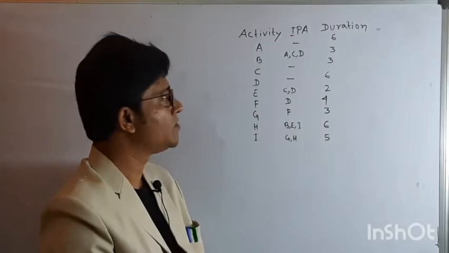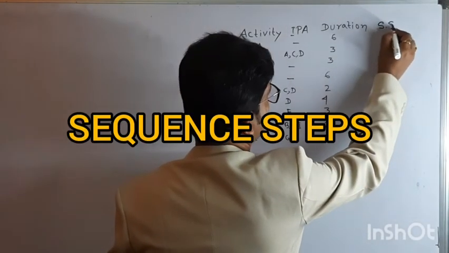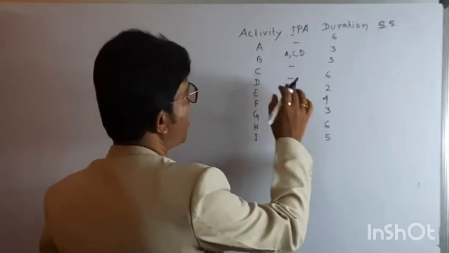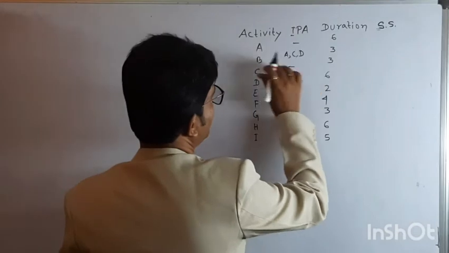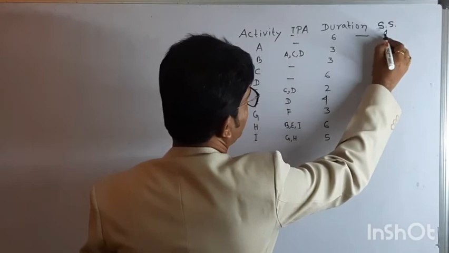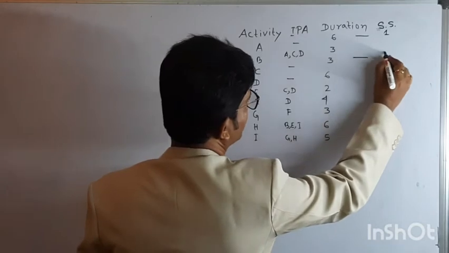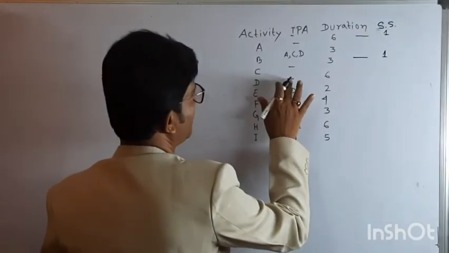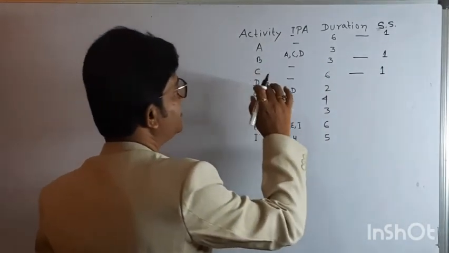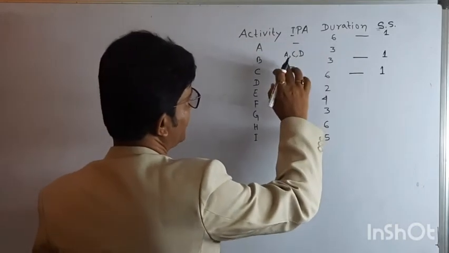The step for this is to introduce one column for the sequence steps, called SS. The activity having IPA nil will be marked as sequence step 1. Here A has no IPA, so A will be marked as 1. C has no IPA, so C will be marked as 1. D has no IPA, so D will be marked as 1. And the activity having an IPA marked as SS1 will be marked as SS2.